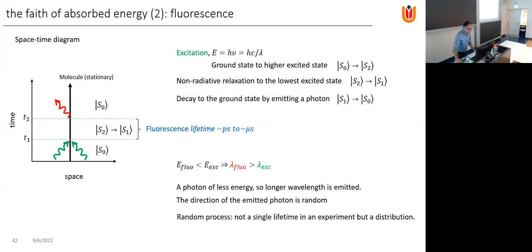Again, this is a random process. That means that there is not a single fluorescence time. There is a random time that the molecule spends in the excited state, and on average it is in the order of picoseconds to microseconds before it falls down. So if you would do a measurement, you would detect these fluorescent photons at different times, with a distribution of times.